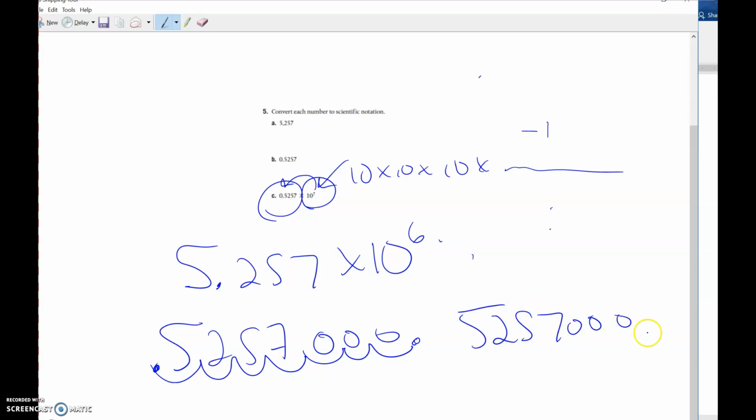And so now if I want to go back and put it in scientific notation, I'm going to put my decimal after the first digit, and I'm going to count my jumps. And so if you don't have a decimal, it's always at the end of the number, and I want it to go here. So that's 1, 2, 3, 4, 5, 6 jumps, and positive.